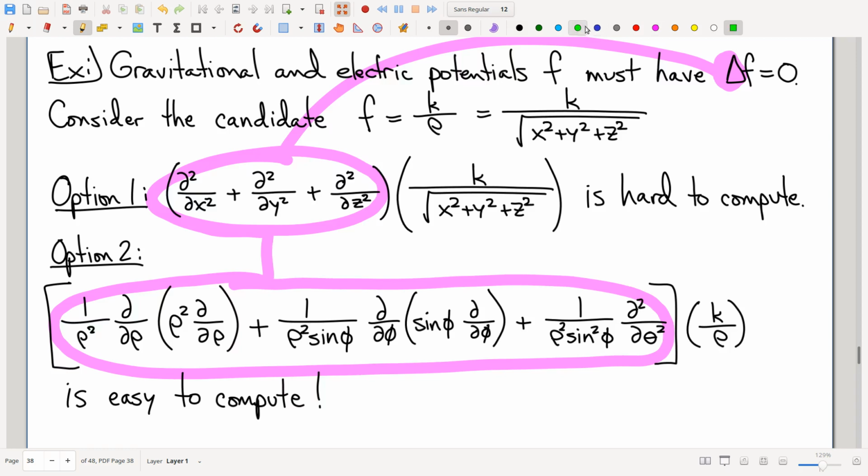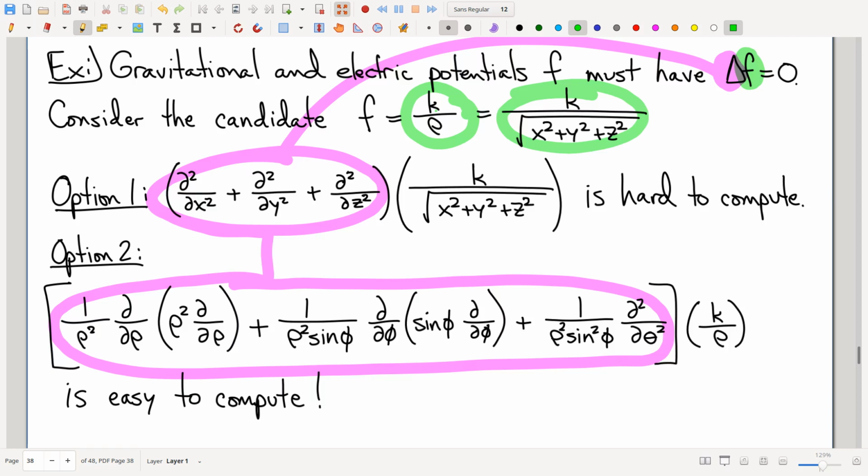Let's see here. This candidate function, f, in spherical coordinates I would write like that. In rectangular coordinates, that would look like this. And by the way, why am I interested? Where did this function come from? It just turns out this is going to be the right answer.